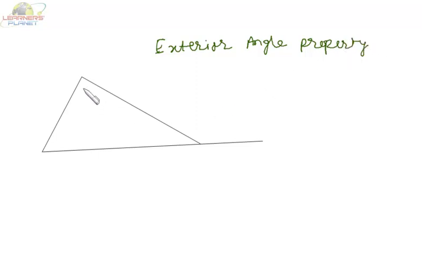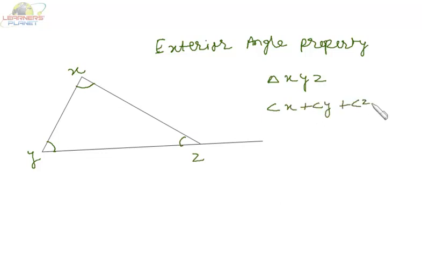We have discussed angles in a triangle. Suppose this angle and this angle, I call it triangle XYZ. Now these three angles, that is YXZ, XYZ and XZY, are the interior angles of a triangle and their sum, that is X plus Y plus Z, will be 180 degrees.